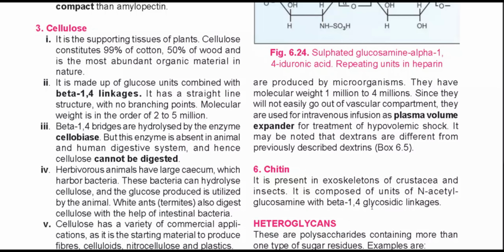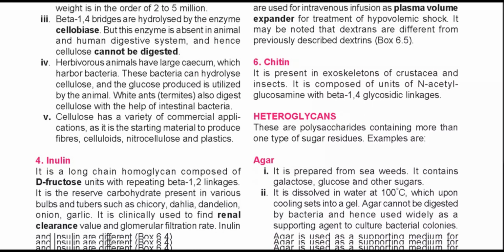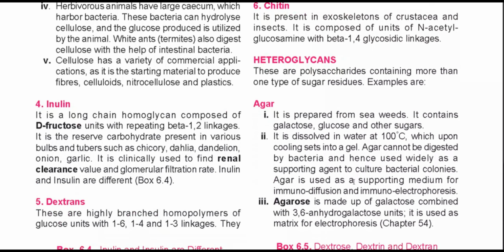Another important group is the heteroglycans, which are polysaccharides containing more than one type of sugar residue, like agar, which is very important for your practical aspects. It is prepared from seaweeds and contains galactose, glucose and other sugars. It is dissolved in water at 100 degrees Celsius, and upon cooling it sets into a gel. Agar cannot be digested by bacteria, hence it is widely used as a supporting agent to culture bacterial colonies. Agar is also used as a supporting medium for immunodiffusion and immunoelectrophoresis. Both are very important for our practical aspects.